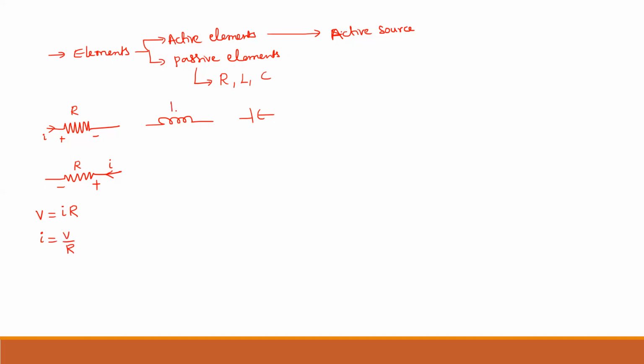Similarly, an inductor we represent with L, in Henrys. The voltage across the inductor is L into di by dt. From here, I equals 1 by L integral V dt. If I have a capacitor, the current I equals C times dV by dt, and V equals 1 by C integral I dt.